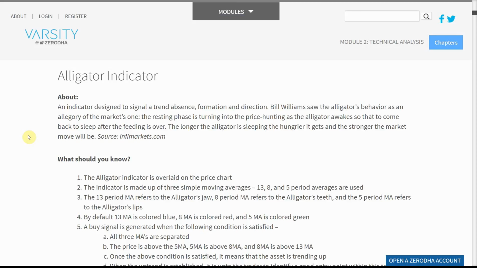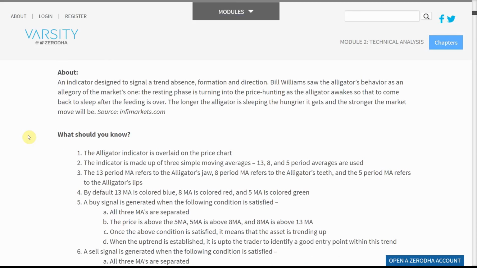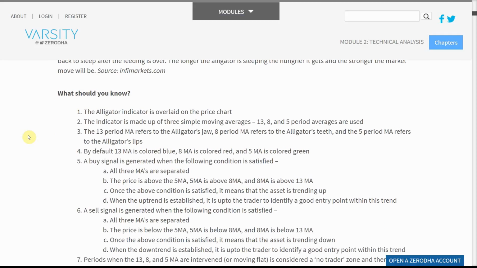Source: Infomarkets.com. What should you know? The alligator indicator is overlaid on the price chart. The indicator is made up of three simple moving averages. 13, 8, and 5 period averages are used. The 13 period MA refers to the alligator's jaw. The 8 period MA refers to the alligator's teeth. And the 5 period MA refers to the alligator's lips.